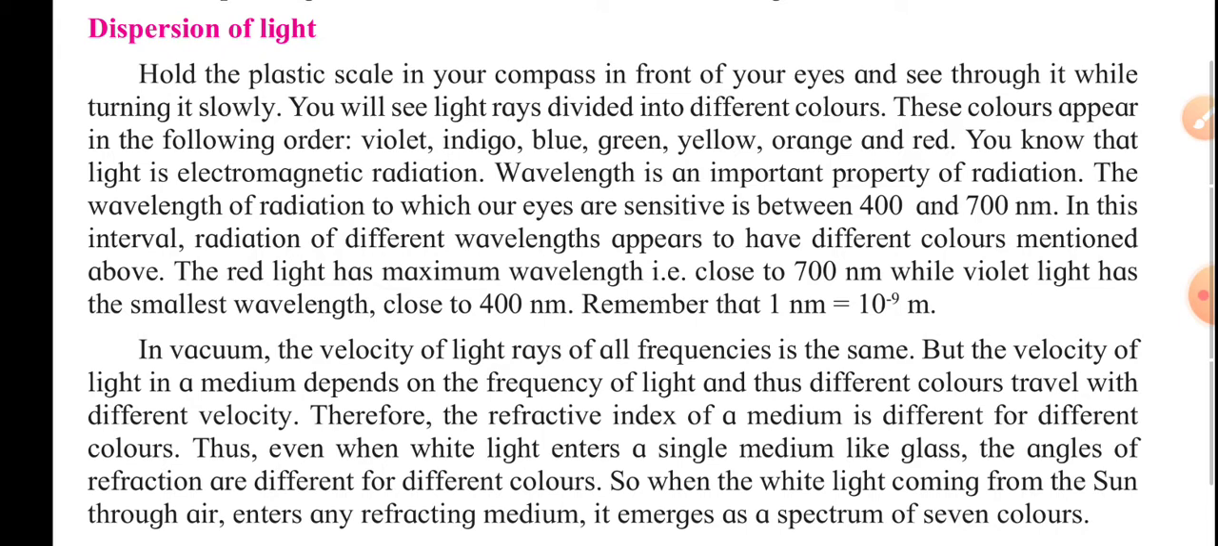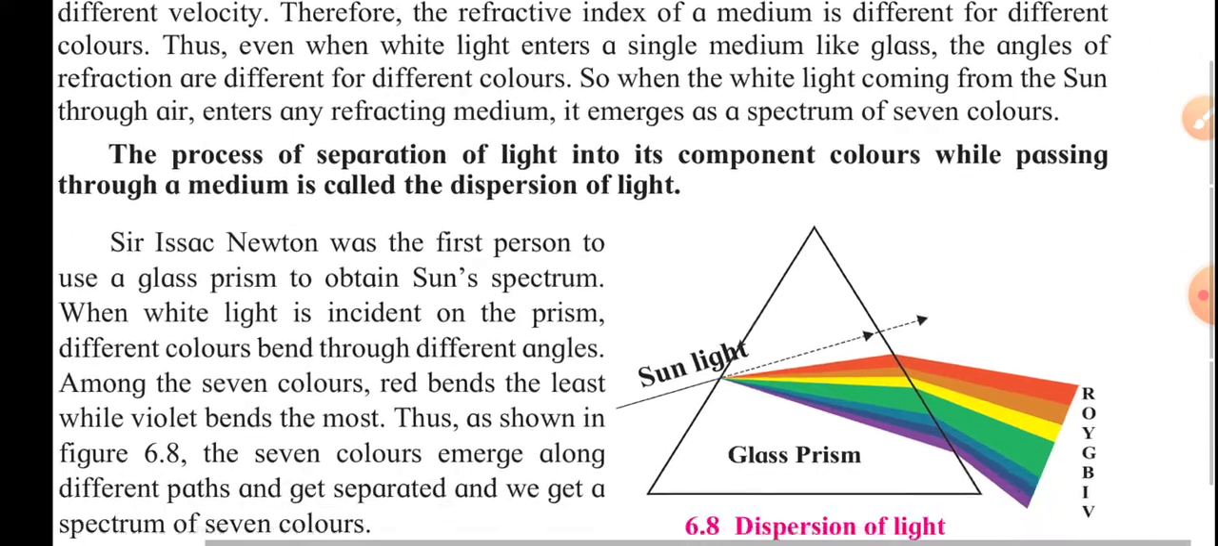In simple words, the process of separation of light is the process in which the white light splits into its 7 component colors. That is called the dispersion of light. Isaac Newton was the first person to use a glass prism to obtain the sun's spectrum, which we call the VIBGYOR.